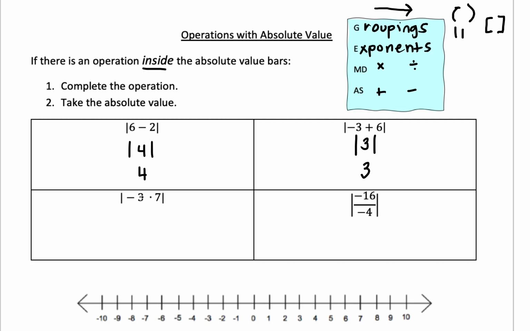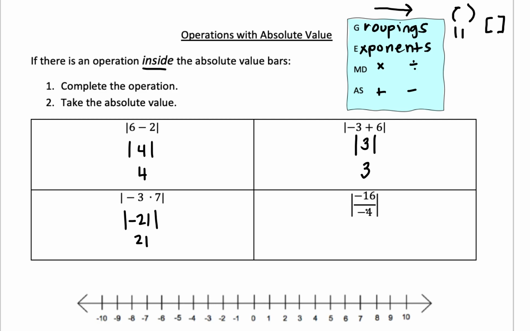In the next example, we have the absolute value of negative 3 times 7. So again, I have an operation inside the bars, so I want to do negative 3 times 7 first. Well, I have 3 times 7, which is 21, but I'm doing a negative times a positive, and when I multiply a negative by a positive, my answer becomes negative. So I'm taking the absolute value of negative 21, which is positive 21.